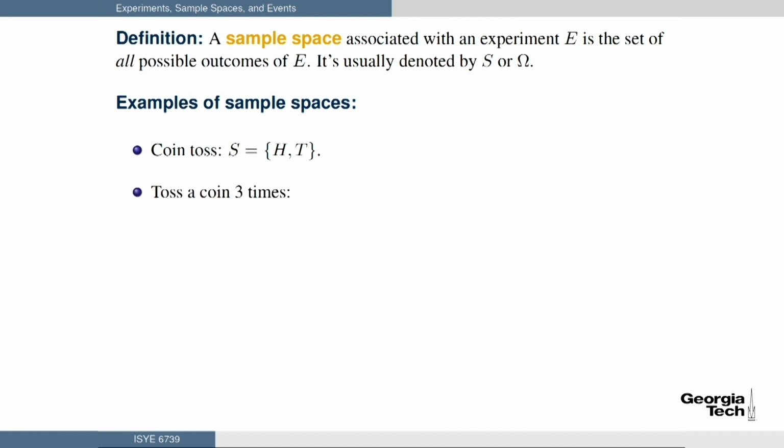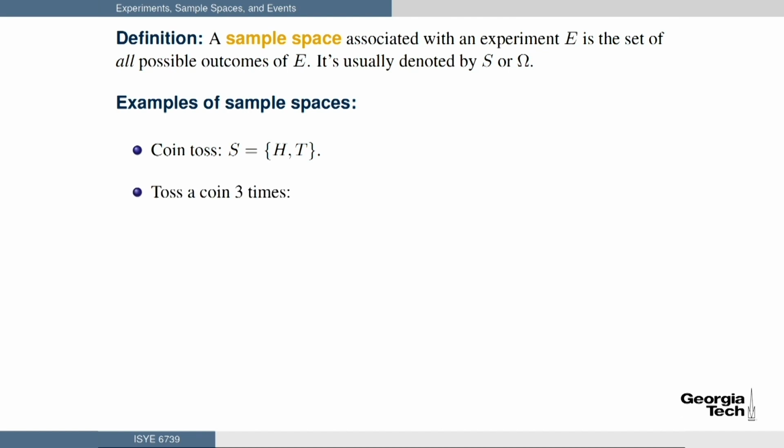Our first definition is that of a sample space. A sample space associated with an experiment is just the set of all possible outcomes of the experiment, and it's usually denoted by S or the Greek letter omega. Here's some examples. Let's go to that coin toss. When I flip the coin 1 time, I get heads or tails. That's it, nothing else. Those are the only possibilities. So the sample space is heads or tails.